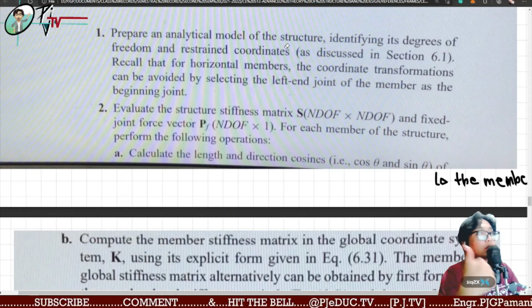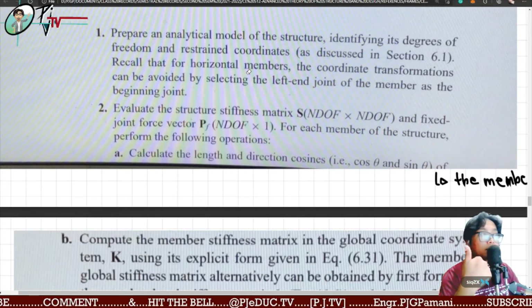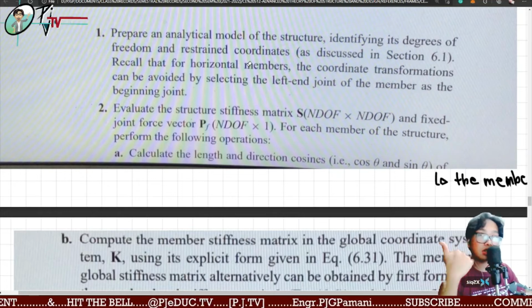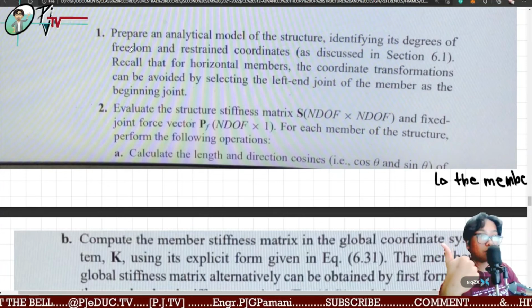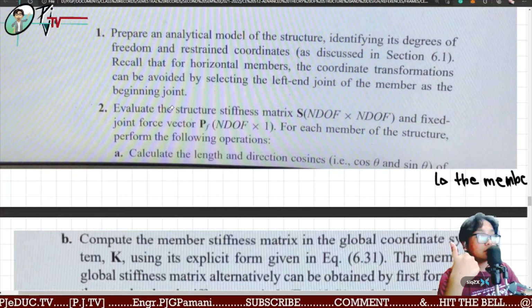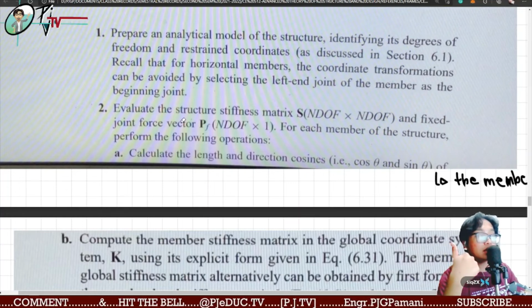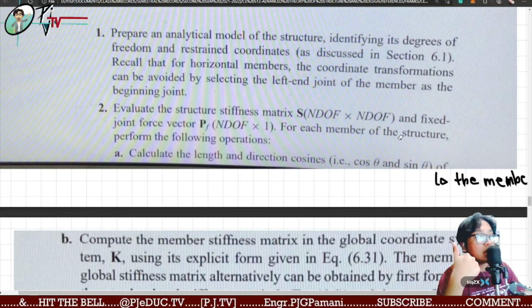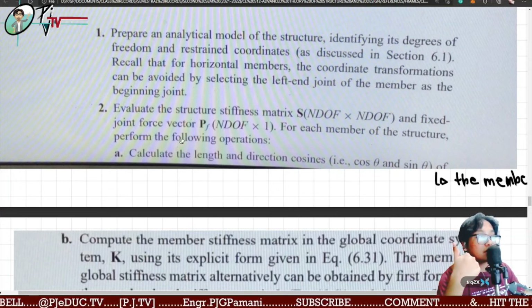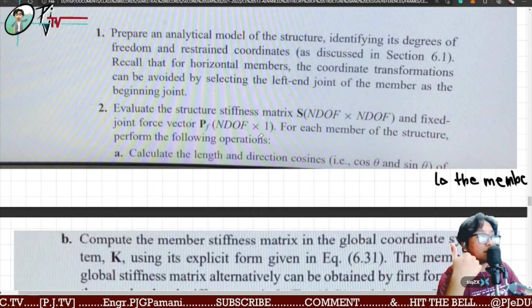So, we already did that. Identify its degrees of freedom and restraint coordinates, as discussed in our lecture 1. Recall that for horizontal members, the coordinate transformations can be avoided by selecting the left joint of the member as the beginning joint. Evaluate the structure stiffness matrix and fixed joint forces vectors for each member of the structure.